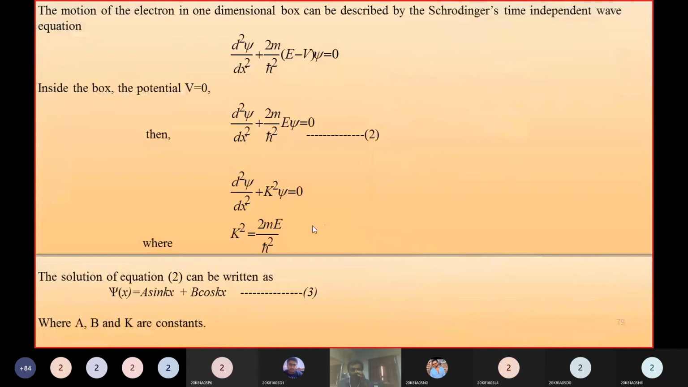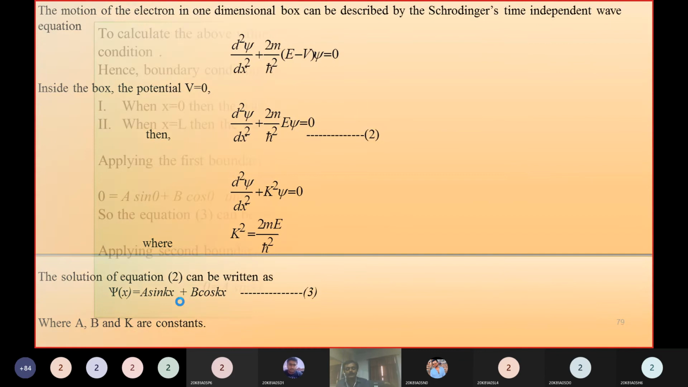Now, for the solution, according to the Schrodinger time independent wave equation, we apply it to the particle inside the box. Inside the box the potential is 0, so the equation will become like this. This total term we take as a constant, equal to k square. The solution of this equation is psi of x equals a sin kx plus b cos kx.